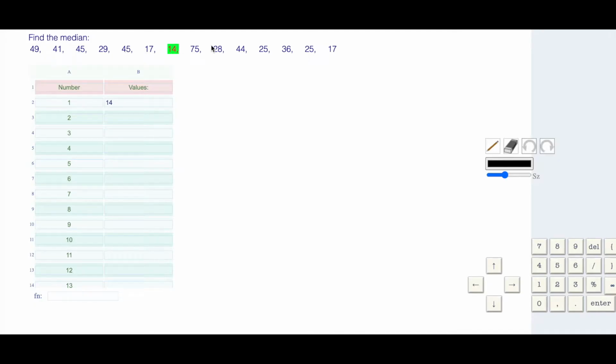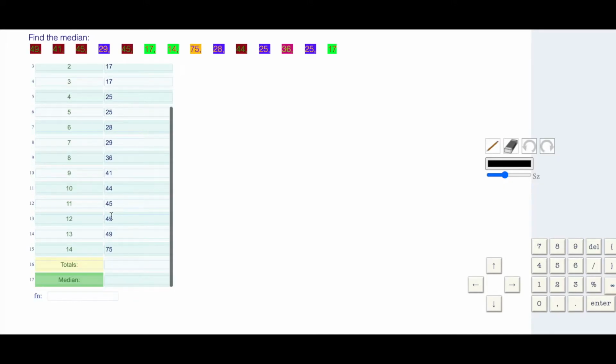After 14, do I have any 15s or 16s? I got some 17s. I got a 25 there, a 28 here. Whoops, 28's too high. So, oh, there's another 25, and then 28, and then 29. I got a 36, and then in the 40s, I have 41, 44, 45, 45, 49, and 75. All my values have been put into the table from the smallest to the largest, and there are 14 of them.